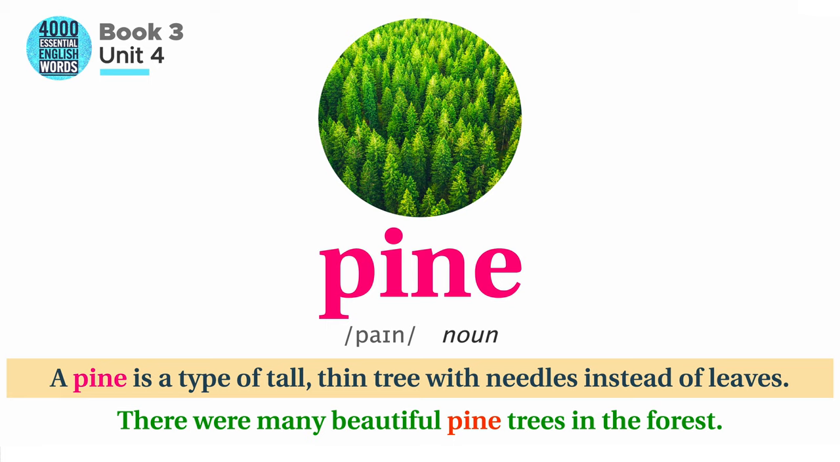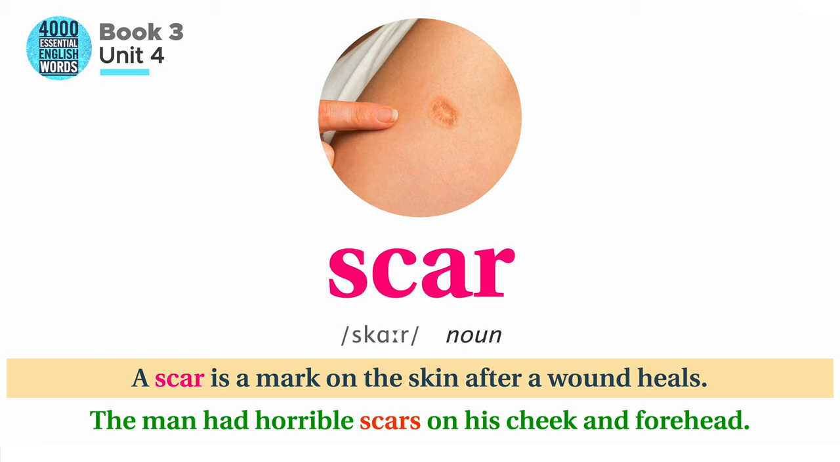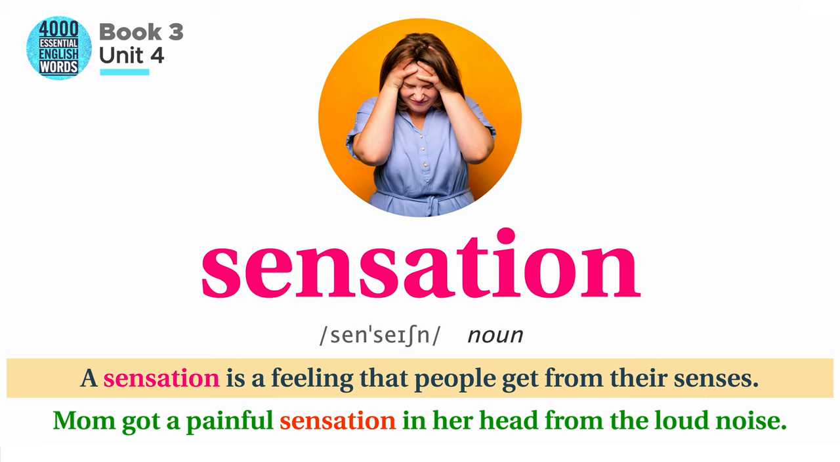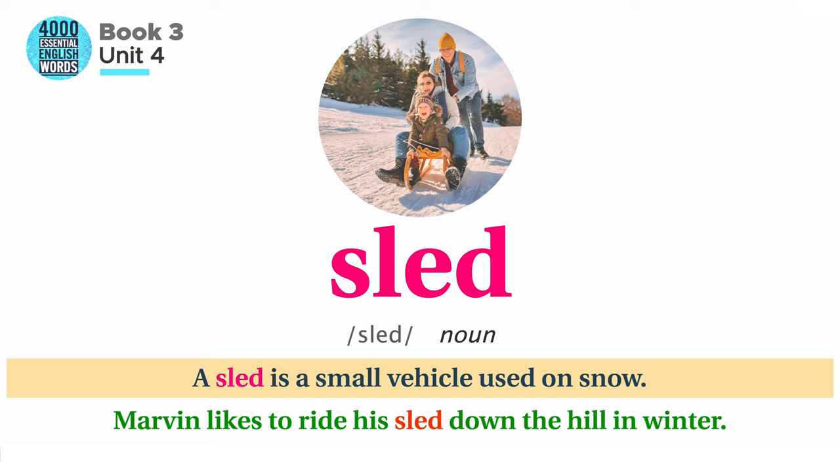Scar. A scar is a mark on the skin after a wound heals. The man had horrible scars on his cheek and forehead. Sensation. A sensation is a feeling that people get from their senses. Mom got a painful sensation in her head from the loud noise. Sled. A sled is a small vehicle used on snow. Marvin likes to ride his sled down the hill in winter.